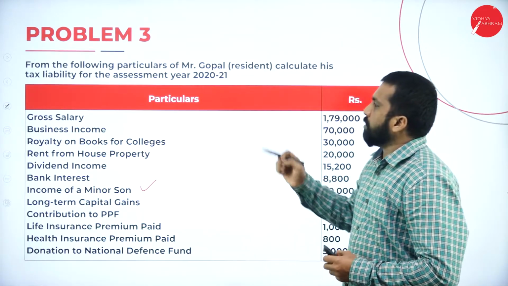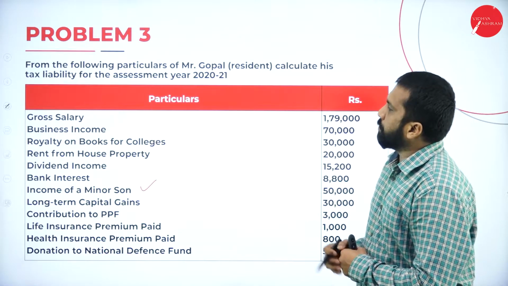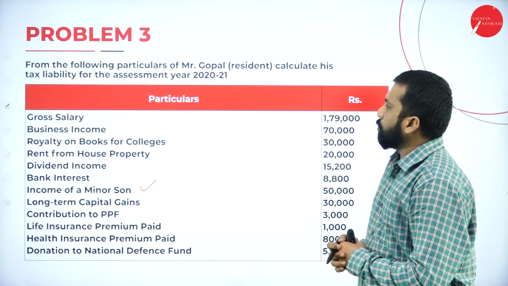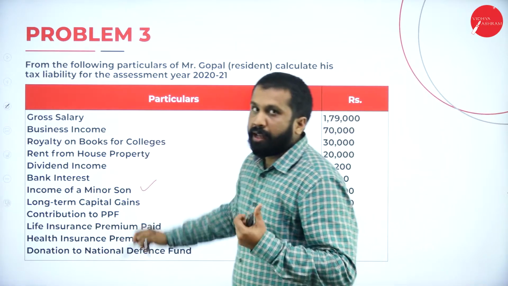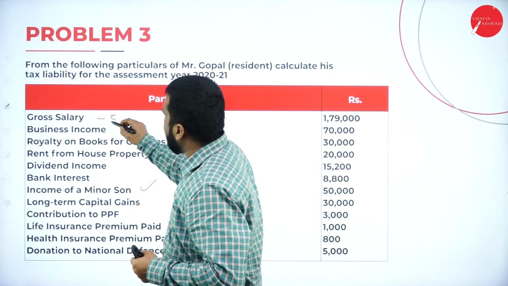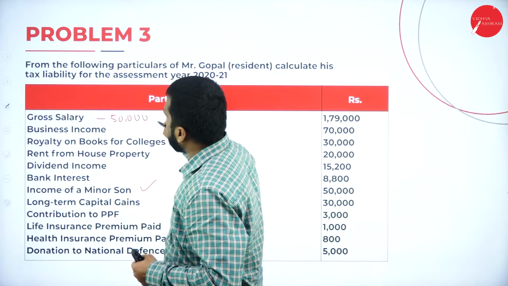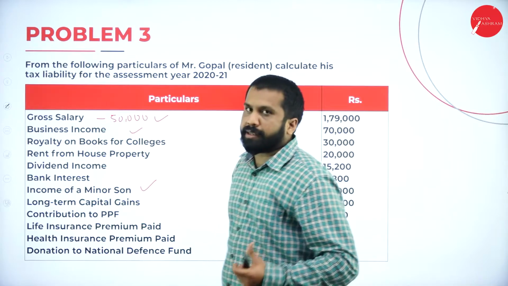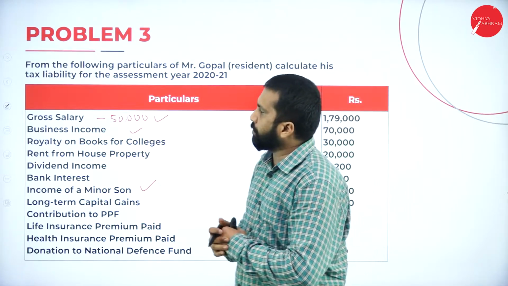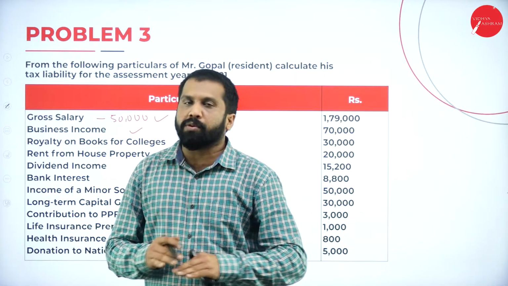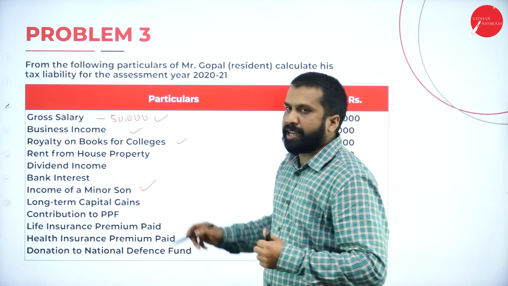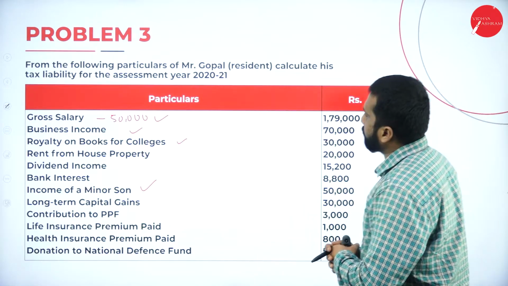Now, gross salary is done, business income is over, royalty on books for colleges, yes, rent from house property. Gross salary means what? Have they given computed? No. Then what are we supposed to do? Minus 50,000. Business income, you can take it directly. There is no calculation for this, even though it is computed or not. Royalty on books for colleges, again it is taxable, around 30,000.